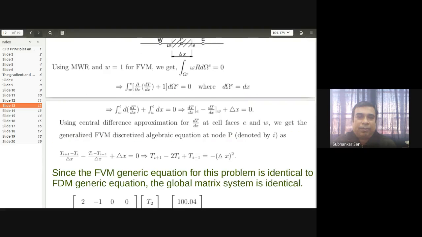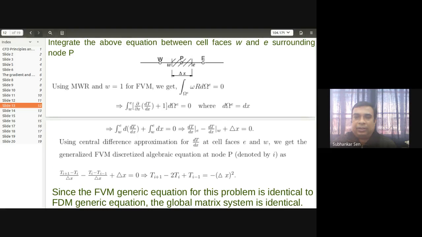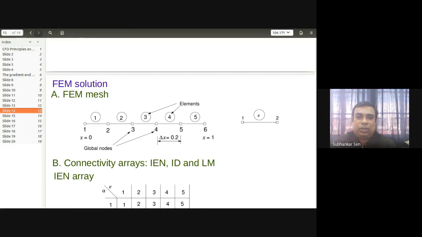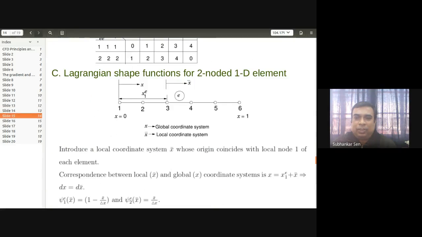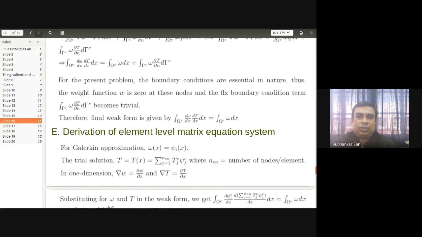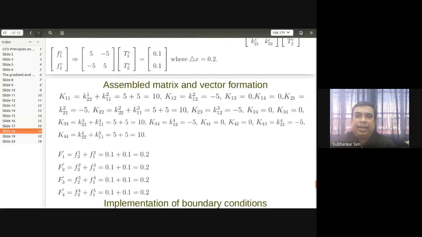So here is the difference with finite volume, that we define a residual. So the sum of the residual in a weighted sense over the entire domain will be 0. By that definition only, we are getting the discretized equation. So here we are showing the finite element solution also. So finite element solution is more involved with mathematics. There are lots of steps. So we don't discuss it. So we skip the finite element solution.